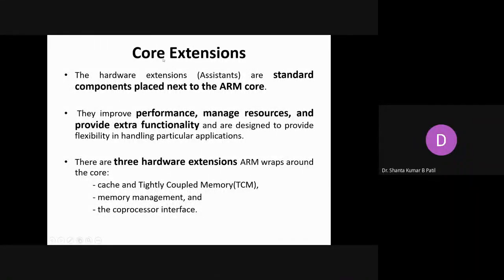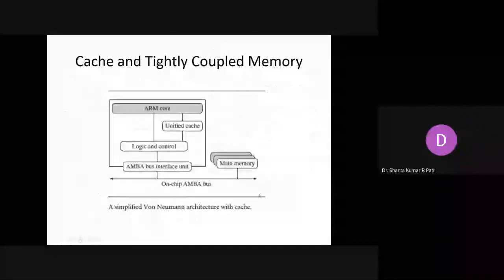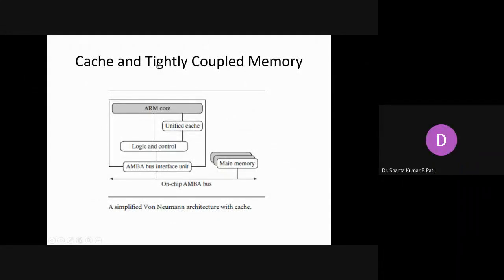Whenever you are using core extension, the processor is, most of the time, busy with the execution of instructions. The rest is handled by other devices. Okay, so cache and tightly coupled memory, as I told, in the processor only. The main memory is tightly coupled. Tightly coupled means the main memory is brought very near to the processor chip.